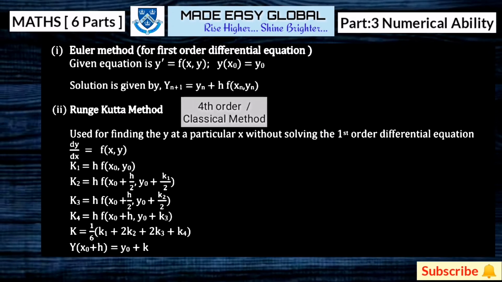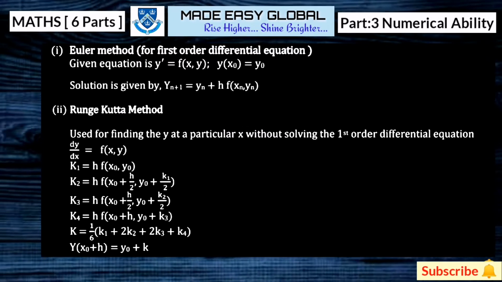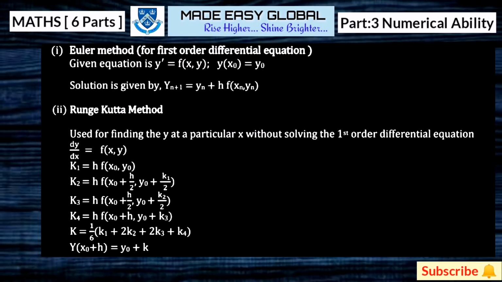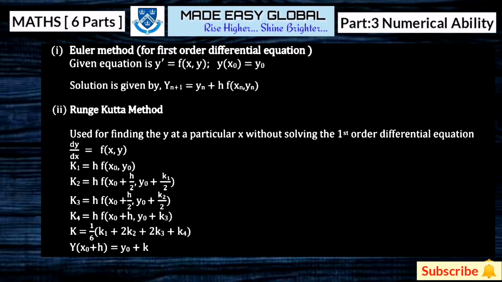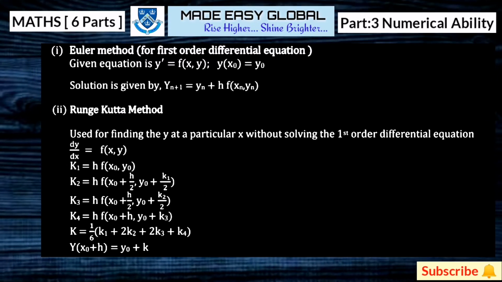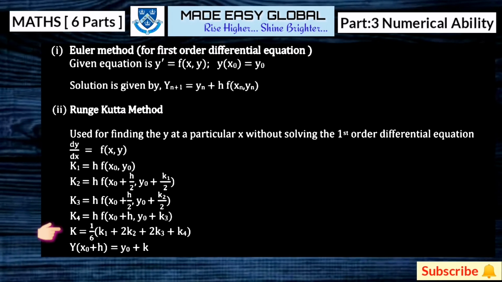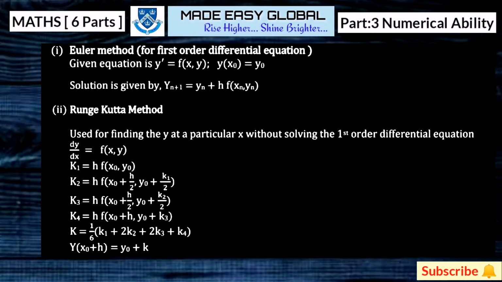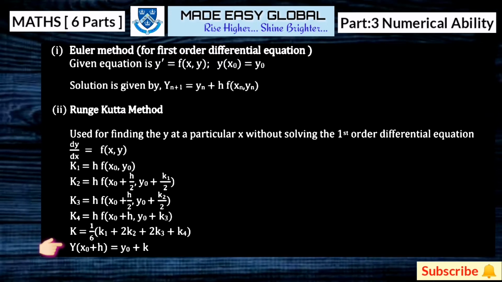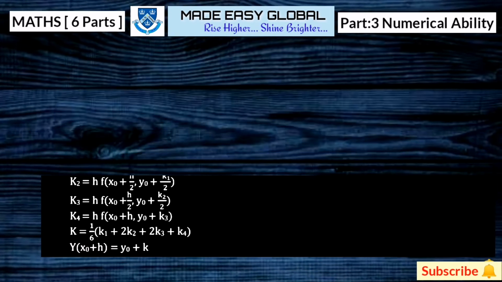Then after this, the Runge-Kutta method for the fourth order, or you can say the classical method also. Here it is used for finding the y at a particular x without solving the first order differential equation. Here dy by dx is equals to f of x, y, then k1, k2, k3, k4 and the value of k are given here. So finally k is equals to 1 by 6 into k1 plus 2k2 plus 2k3 plus k4 and y of x0 plus h is equals to y0 plus k. This is the final equation.